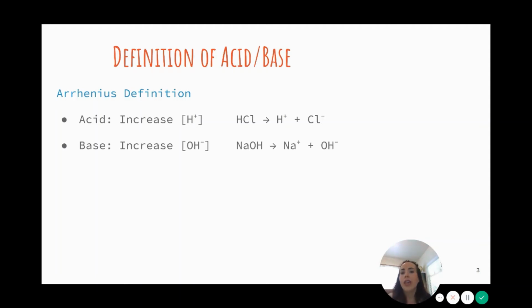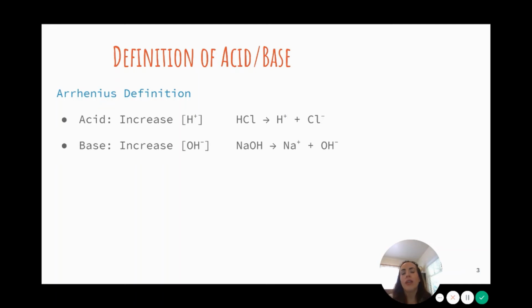On the other hand, a base increases the concentration of hydroxide. So here we have an example. We have sodium hydroxide, which we saw in the previous examples. And if it were to dissolve in water, we would see that it breaks up into sodium and hydroxide. So again, it increases the concentration of that hydroxide ion in solution.